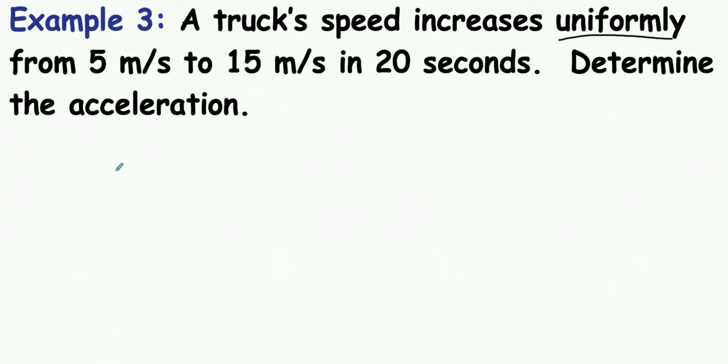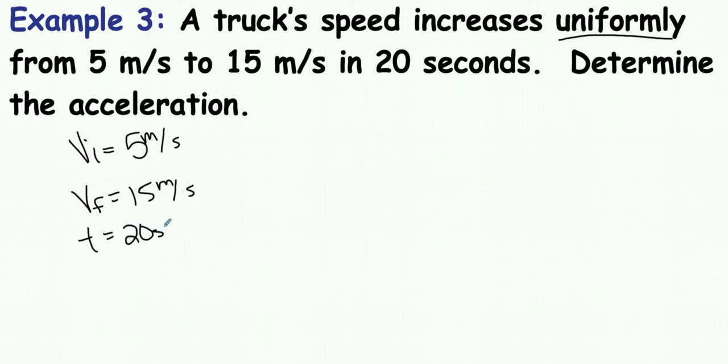So let's label these things. So we're going from 5 meters per second. So that is my initial velocity to 15 meters per second. So we're going from 5 to 15. That's the final velocity. And our time that it takes us to get there is 20 seconds. Okay, so we have everything we need to find acceleration. Acceleration is final minus initial over time. Let's just plug everything in and we can find acceleration.